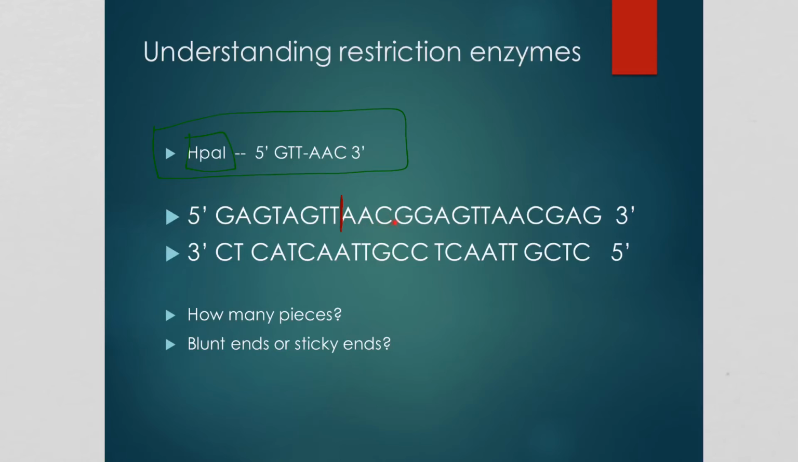Then I'm going to keep reading because I want to see if I see that sequence again. It may be there more than once, and if you look right here, GTT, AAC. I cut between the T and the A. So this restriction enzyme is going to cut in two places. Now that's my top strand.